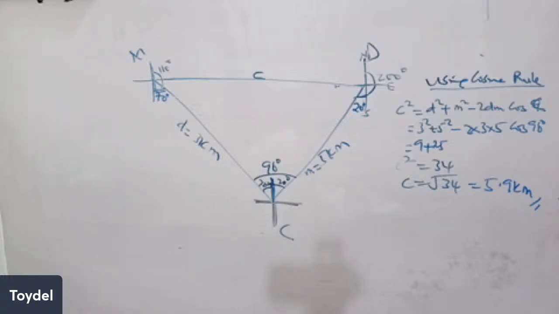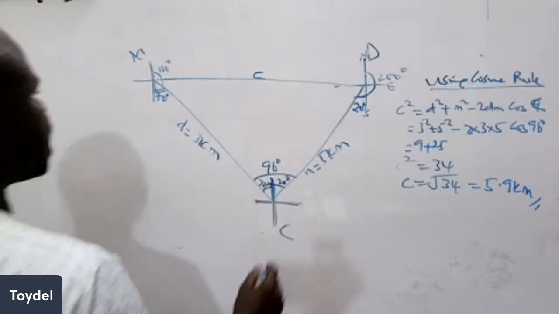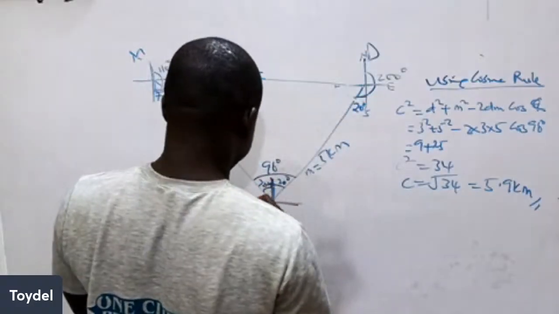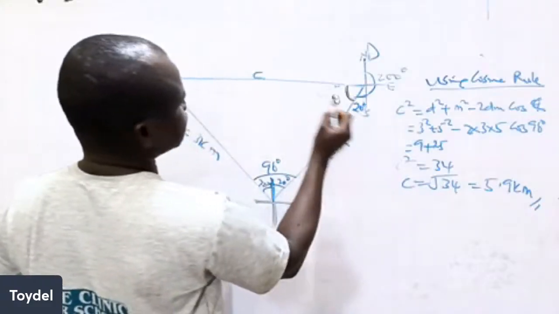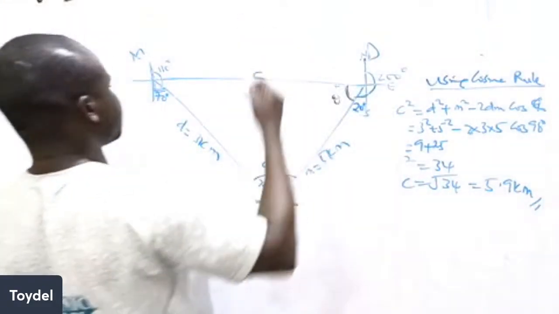So let's look at the second part of the question. We are asked to find the bearing of Manu's farm from Dube. For us to be able to find that bearing, we must know this angle here. If we're able to find this angle here, that's when we can know the bearing. Without this, we cannot know the bearing.